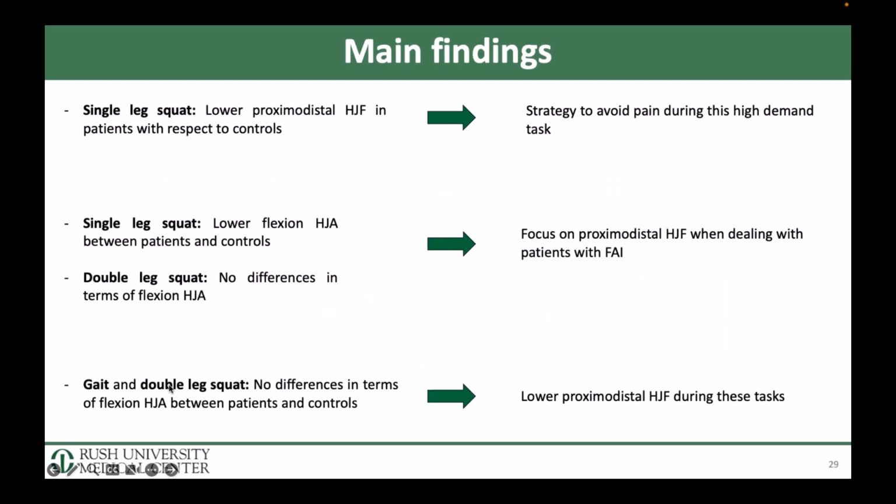Finally, gait and double leg squat: no differences in terms of flexion hip joint angles between patients and controls. I've actually already discussed it, but anyway, lower proximal distal hip joint forces during this task are experienced by subjects, and so this is the reason why also from a kinematic point of view we don't see any differences.